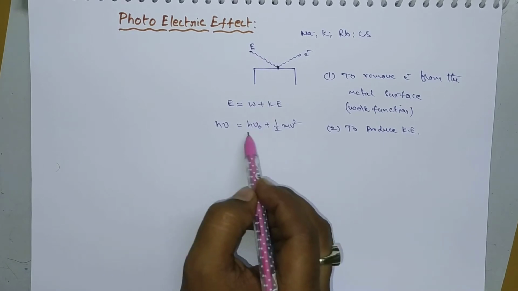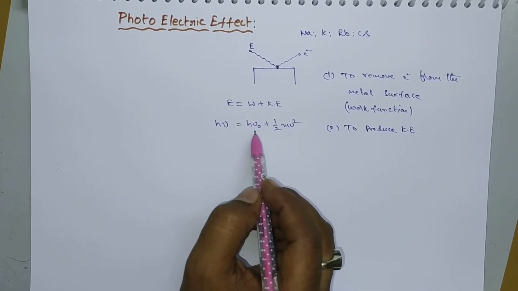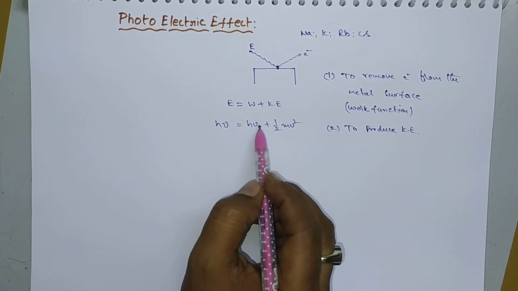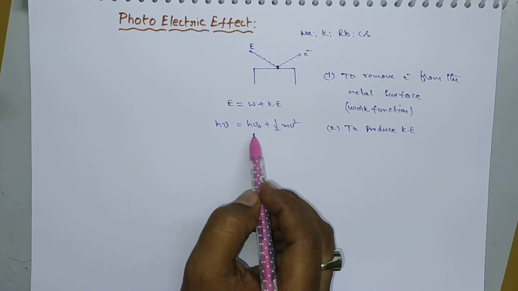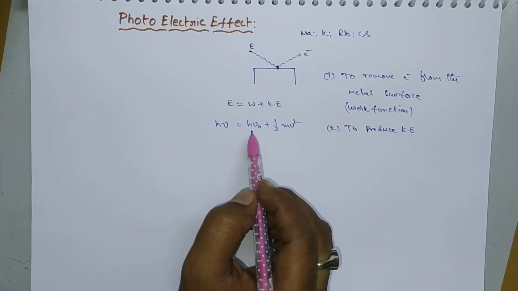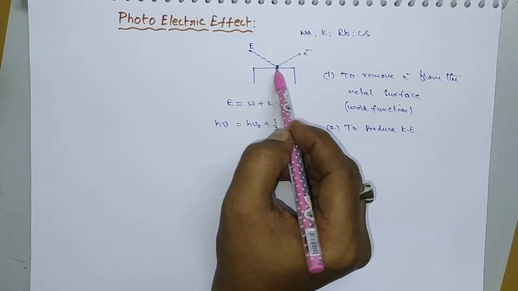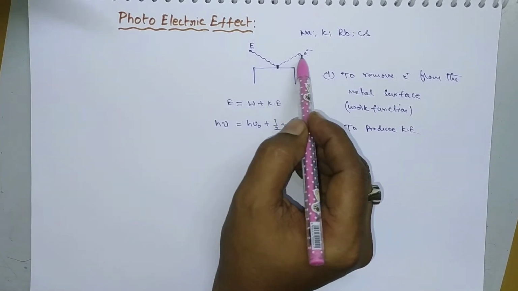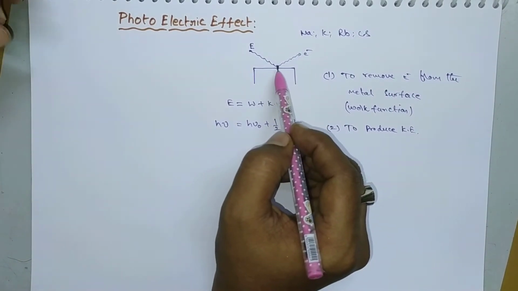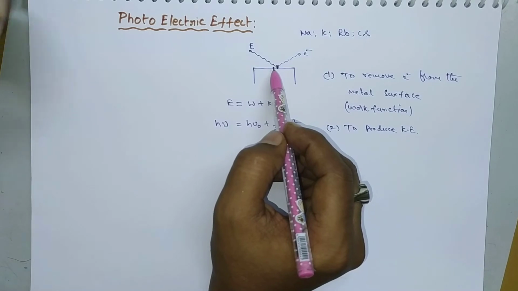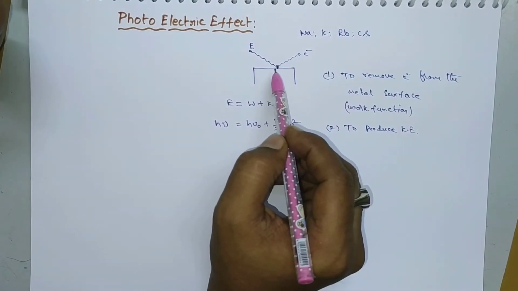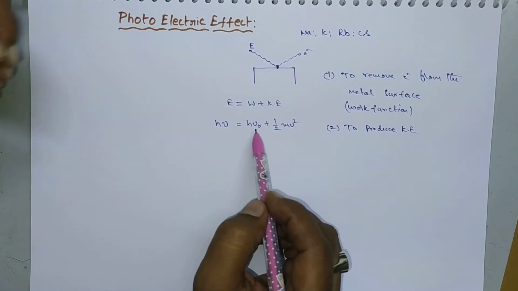Here the work function is nothing but h nu naught, where h is Planck's constant and nu naught is the threshold frequency. Threshold frequency means that in order to eject or remove this electron, we have to use some minimum amount of energy, that is, a minimum sufficient frequency.